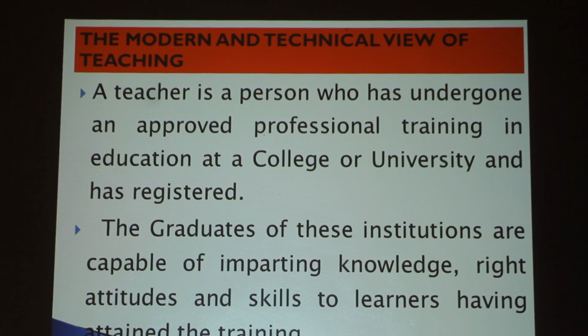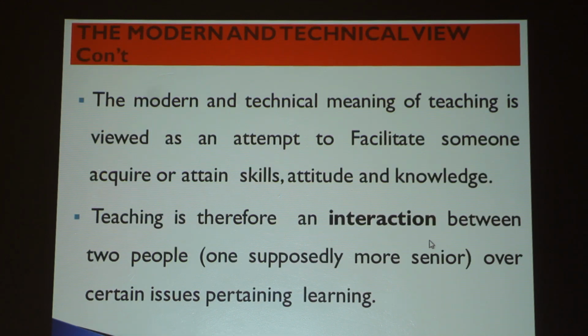You must have the capacity to pass on attitudes. You must have the capacity to pass on the skills to the learners, having gotten all this training. That is why we have this course unit called Teaching Techniques, the methods of teaching, how to teach effectively. You can't teach without effecting anything. If the students don't learn, then teaching hasn't happened. That is the modern technical view of teaching.